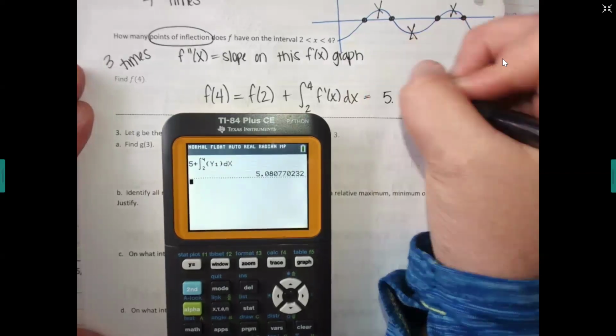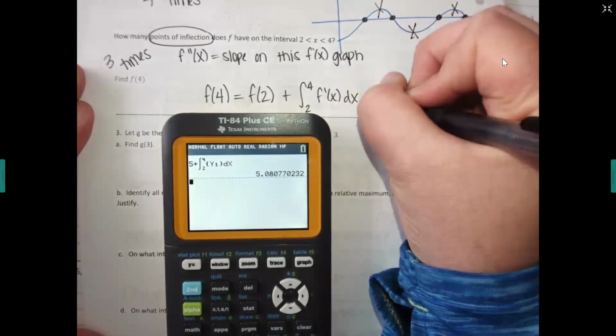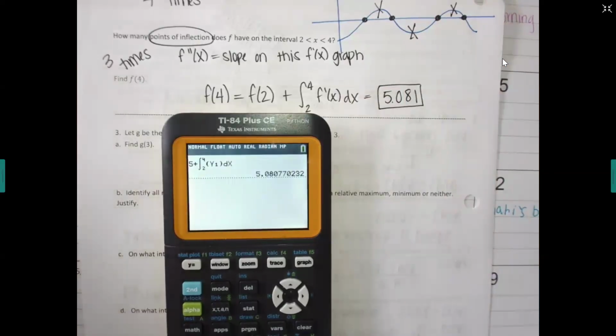So that would be 5.081 when rounded, correct? Questions on that? All right, the next question is kind of the same, so we're gonna skip it. So go to the next page.